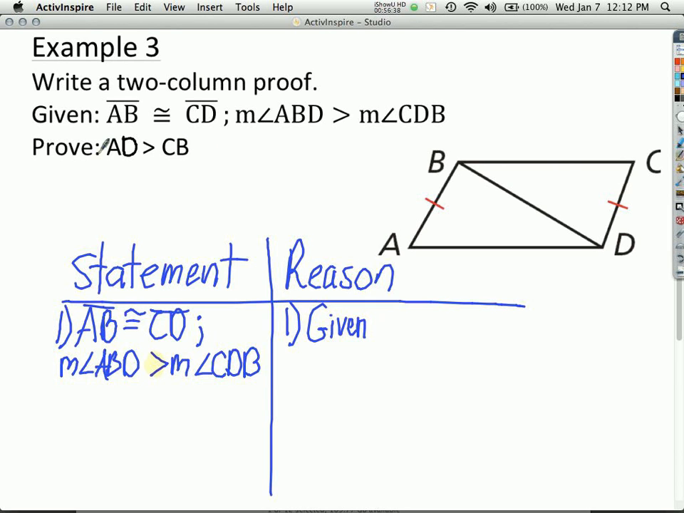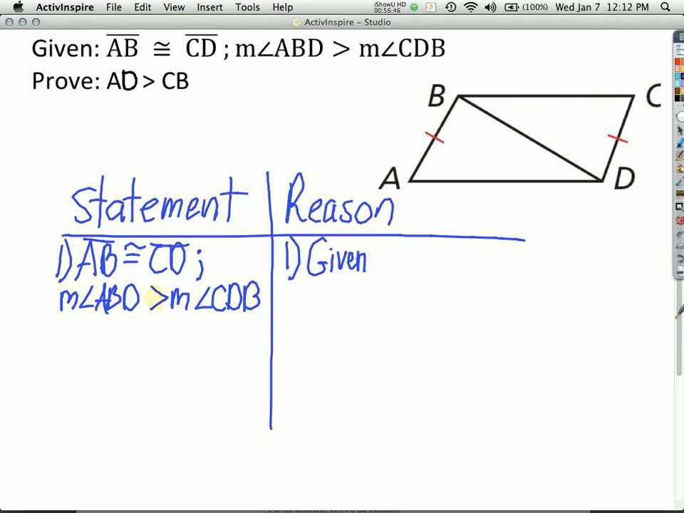This is the last statement. What do you think the reason is going to be for that last statement? Somewhere down here, it's going to say AD is greater than CB, and then there's going to be a reason. What do you think the reason is going to be? Come on. The hinge theorem. So we want to be able to say this because of the hinge theorem.